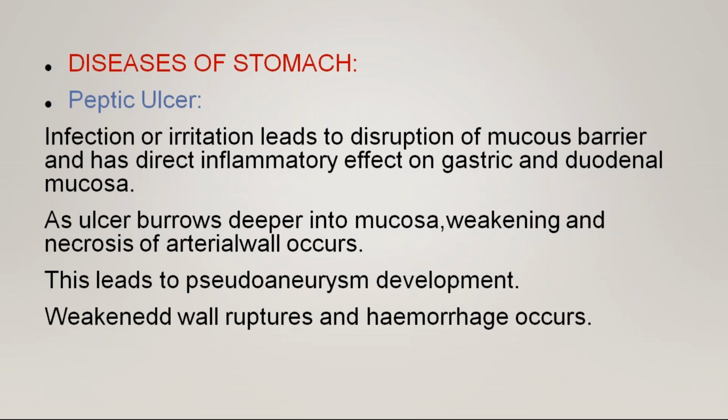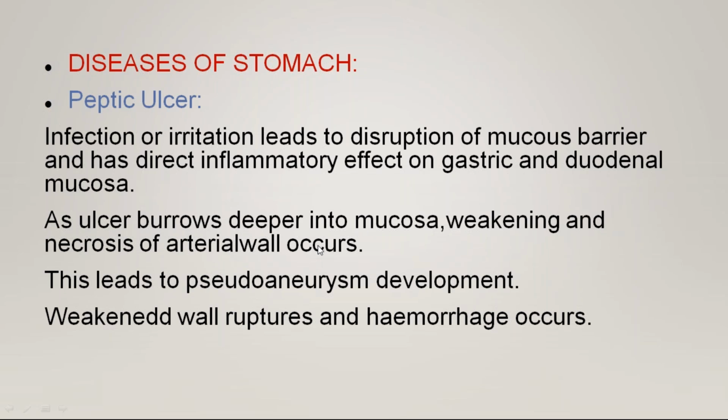So this is the stomach. Peptic ulcer. Peptic ulcers are the most common cause of upper GI bleed. Infection and irritation lead to disruption of the mucosal barrier and have a direct inflammatory effect on gastric and duodenal mucosa. As the ulcer burrows deeper into the mucosa, there is weakening and necrosis of the arterial wall.